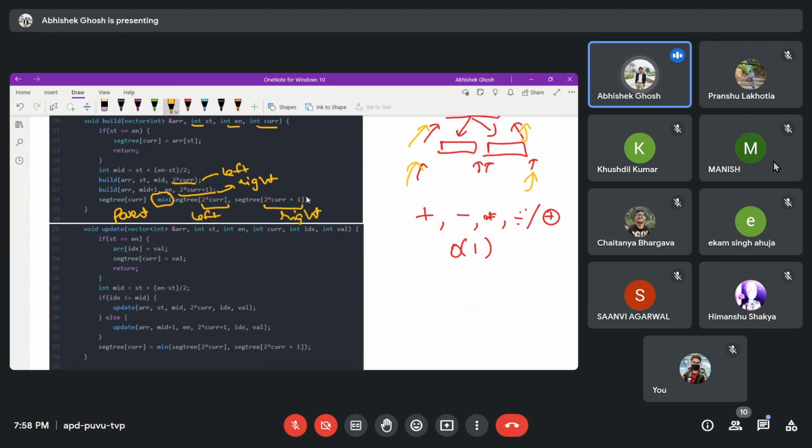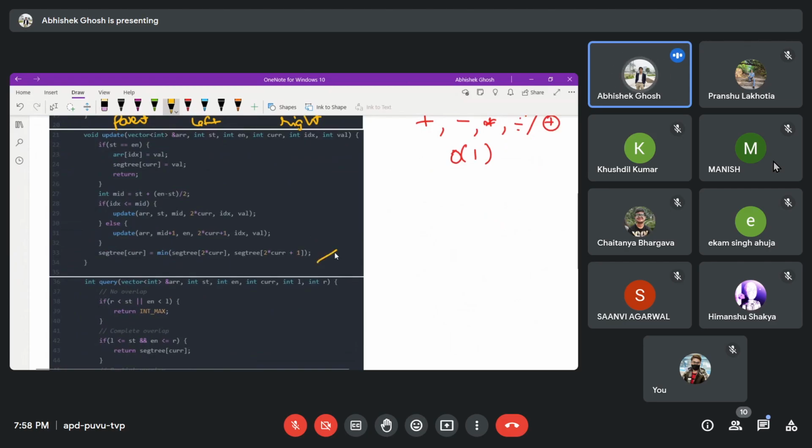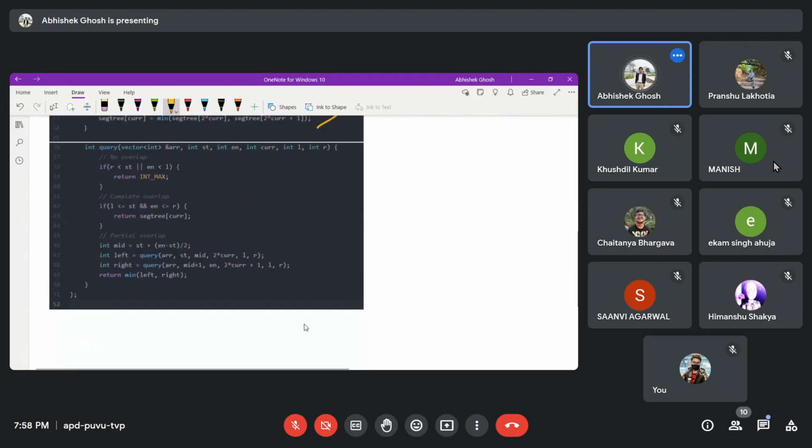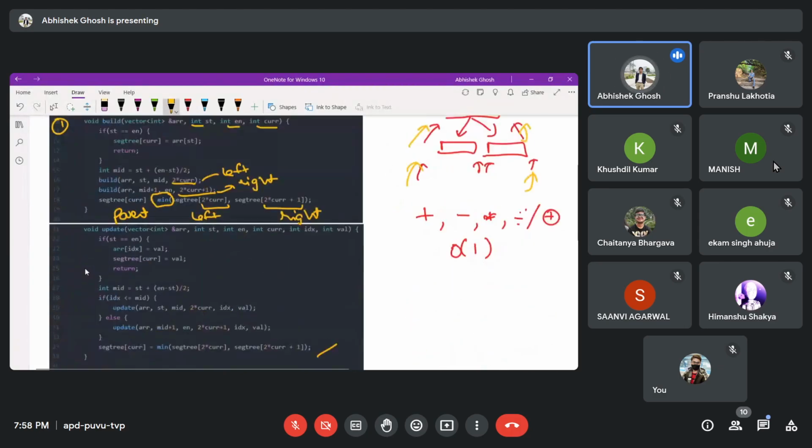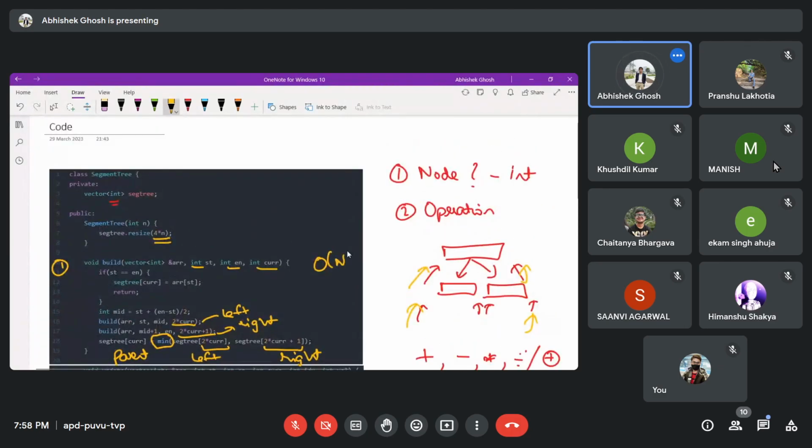This is the most important and crucial step, which is actually what you performed in both update and query as well, right? See this part and this part. So this was our first part, build, which is an order of n operation.